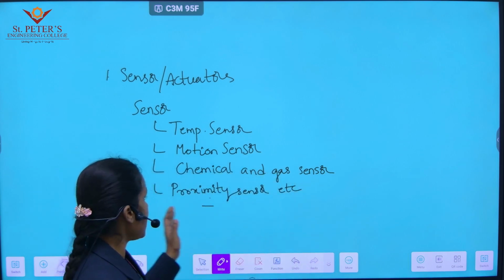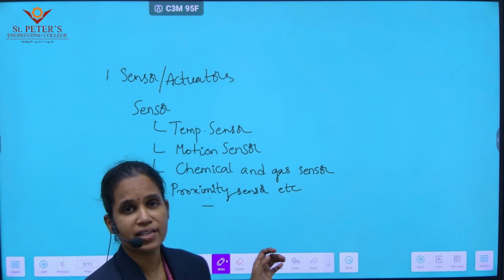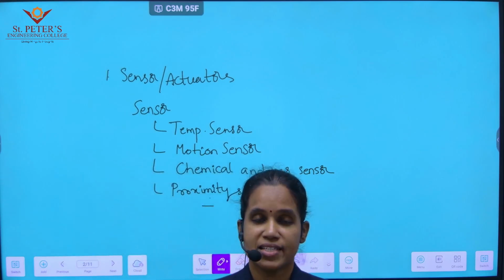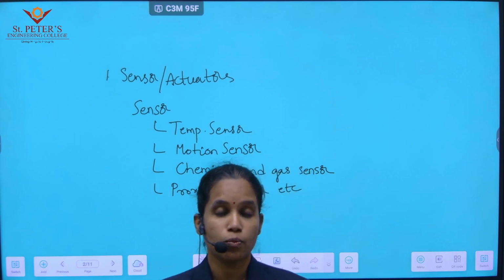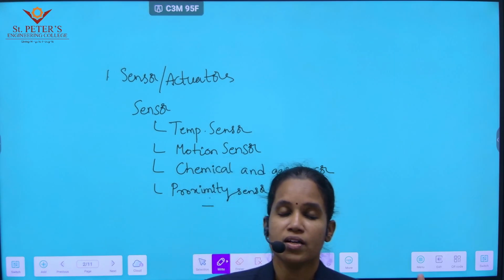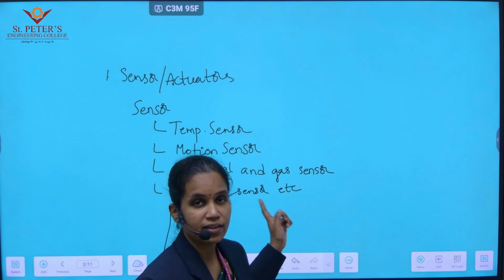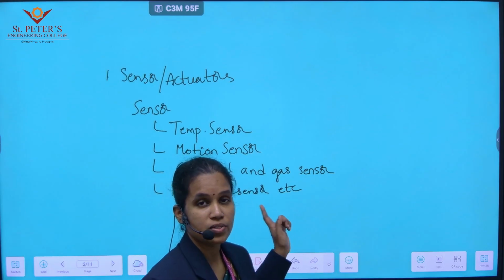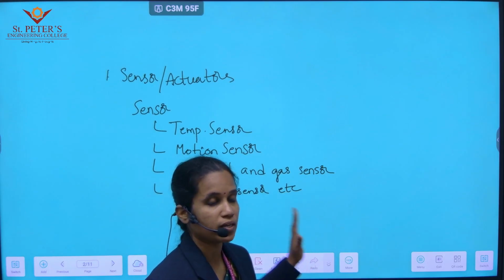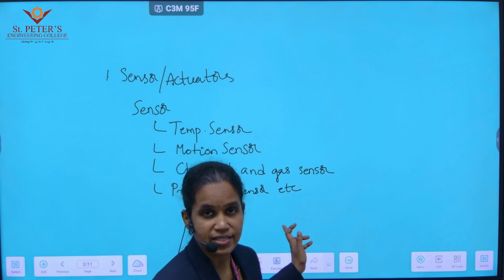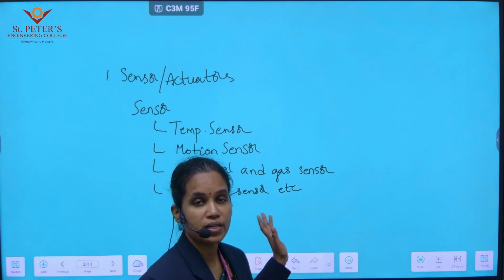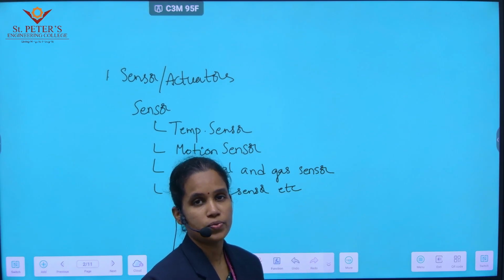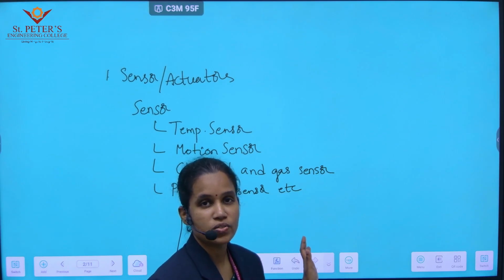Coming to the last one, proximity sensors. Proximity sensors are used to detect the presence or absence of an object which is not moving, whereas the motion sensor detects the presence or absence of an object which is moving. Proximity sensors detect the presence or absence of a still object. These sensors are used in our cars.